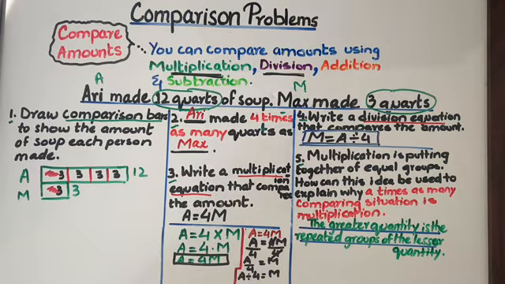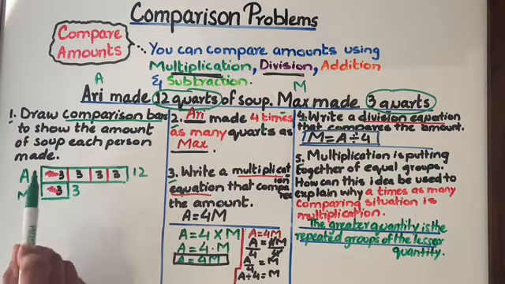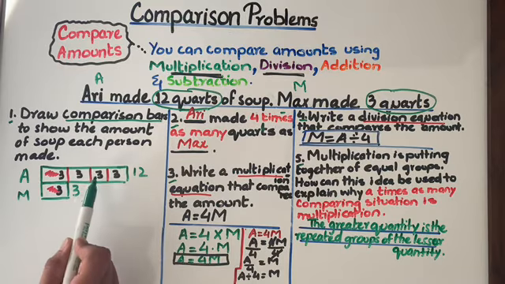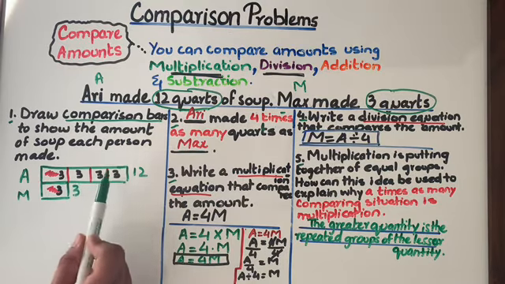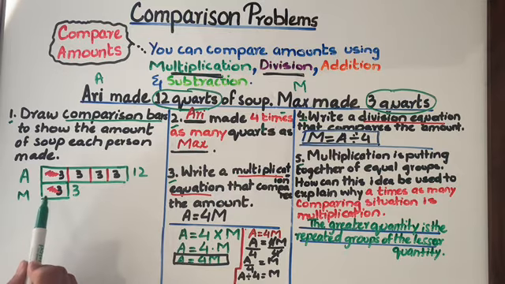What does this mean? Look here. The bars of Airy show the greater quantity, and Max shows the lesser quantity. Now the greater quantity of Airy's soup which she made is the repeated groups. 3 plus 3 plus 3 plus 3 is the repeated group of the lesser quantity, which is Max's soup, which is 3.